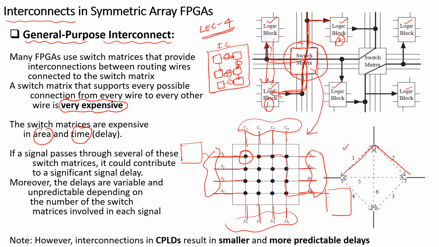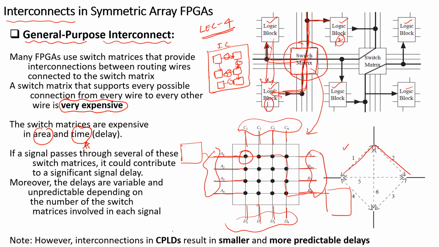But initially people realized the switch matrix something like this only. So this gained popularity, but you have to keep in mind these are expensive in terms of area and delay, propagation delay. So that's the reason why, in FPGA, the delay is not predictable. Unpredictable delay can be observed in case of FPGAs.